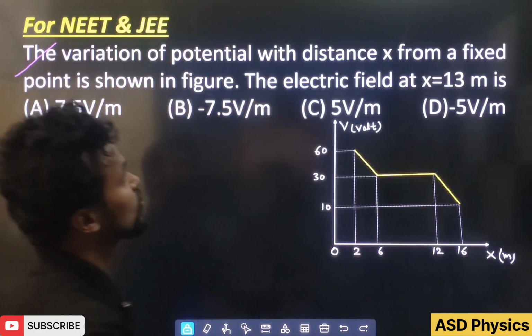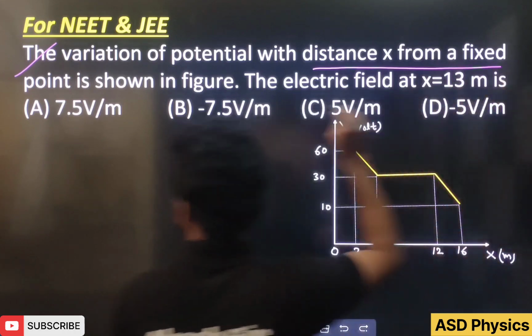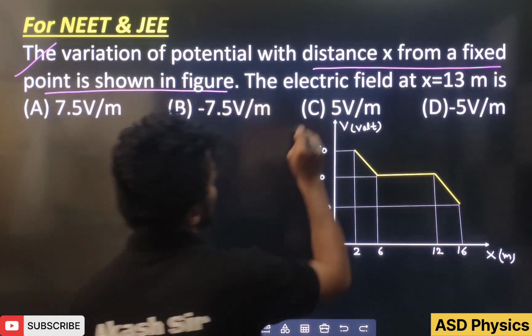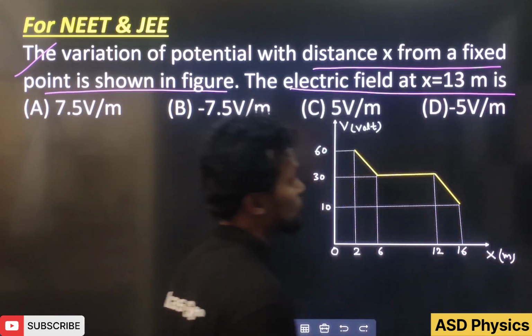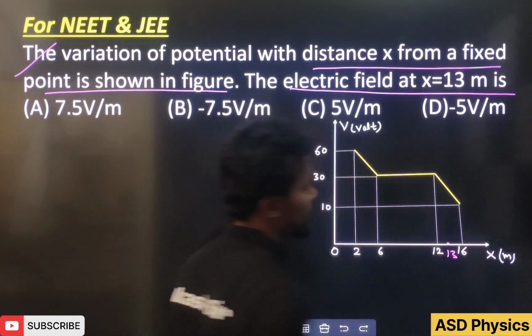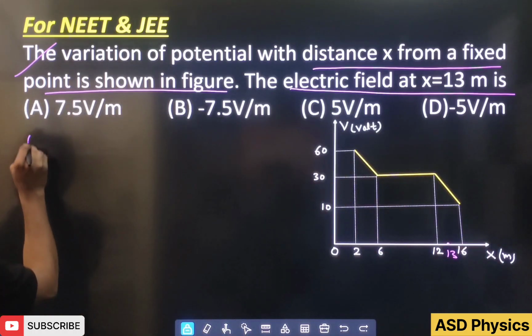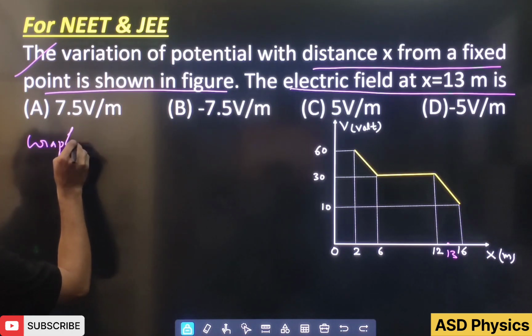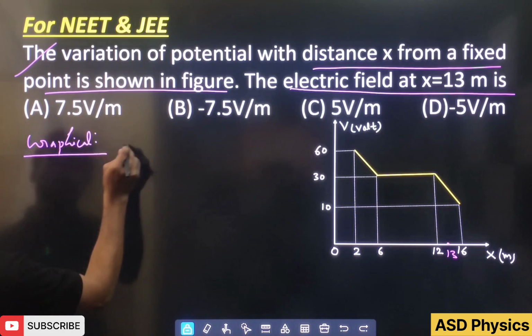Again, the variation of potential with distance x from a fixed point is shown in the figure. The electric field at x equal to 13 meter, how much? So what will happen right here? This 13 meter will come somewhere here. Okay, students, so here you have to remember this relation from the graphical point of view also.